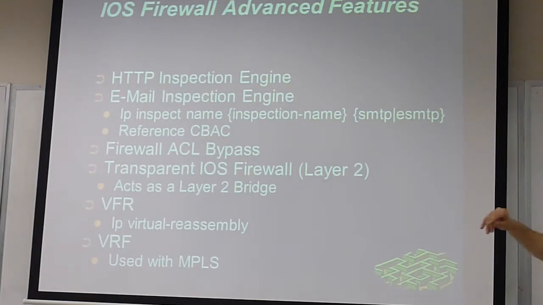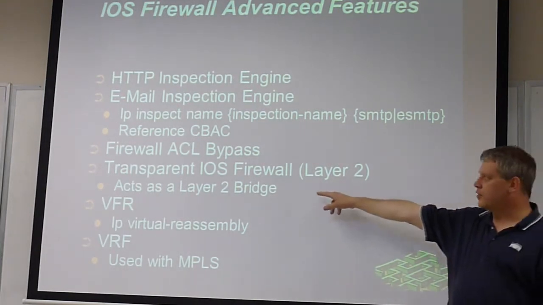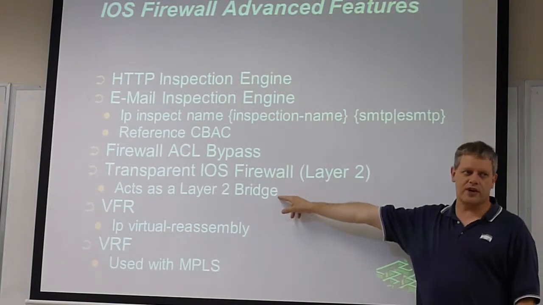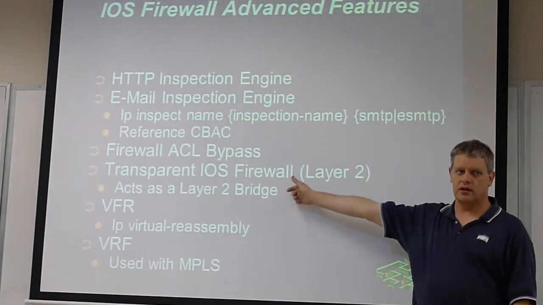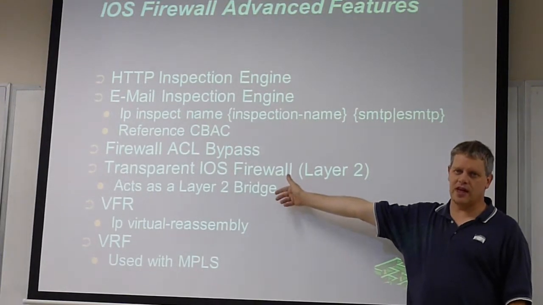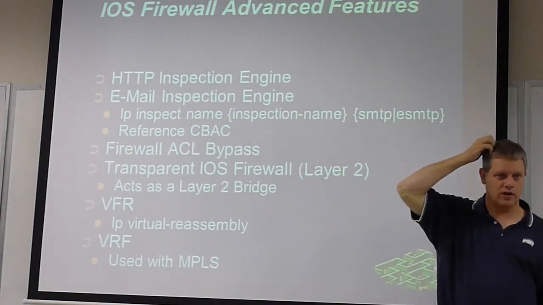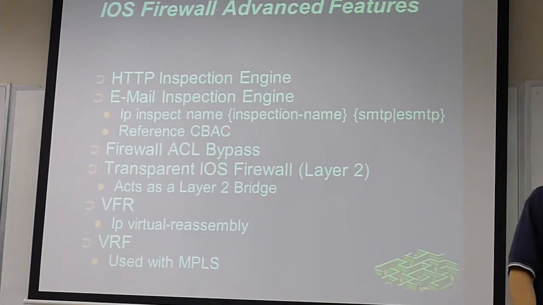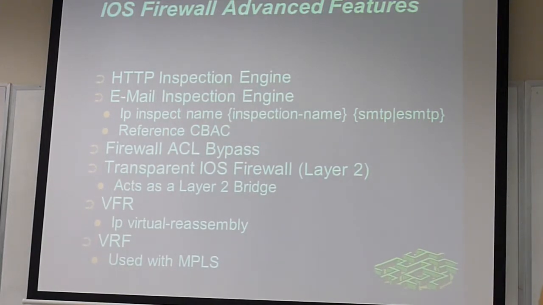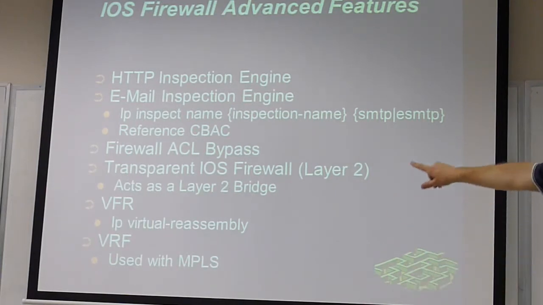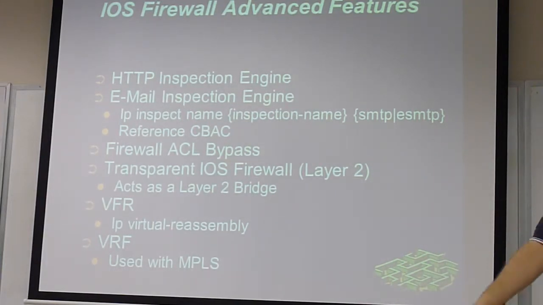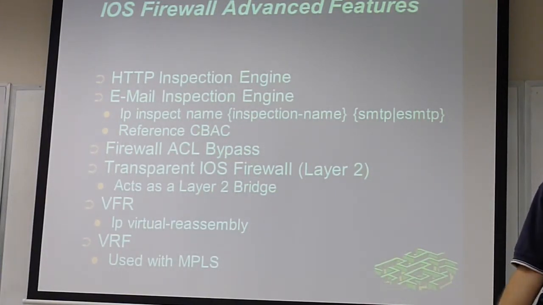Transparent IOS firewall at layer 2. Your router will then act as a bridge instead of a router. Okay? The same thing can be done in an ASA called transparent mode. Or what we call a stealth firewall, or bump on the wire, because you can't see it. If you can't see it, it becomes very hard to knock out.